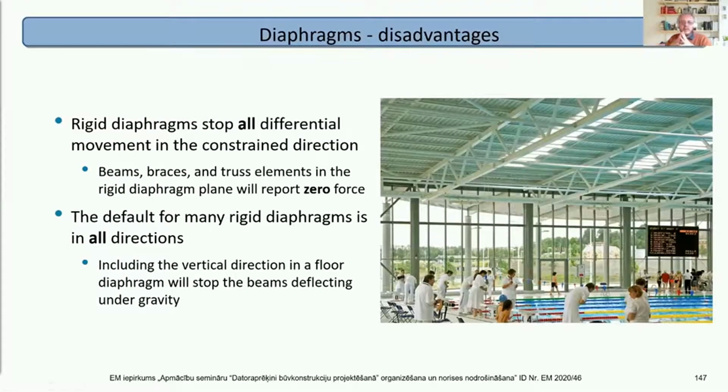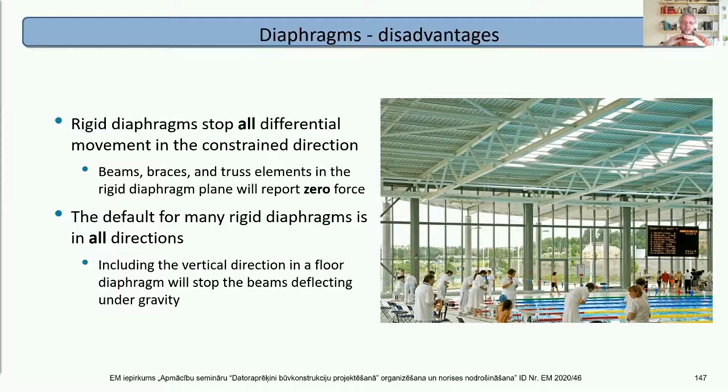The rigid diaphragm will stop all differential movements in the constrained direction. Now, the constrained direction, in general, for a floor slab, you want just in the horizontal direction, not the vertical, so they can deflect vertically separately, but in plane they remain the same.